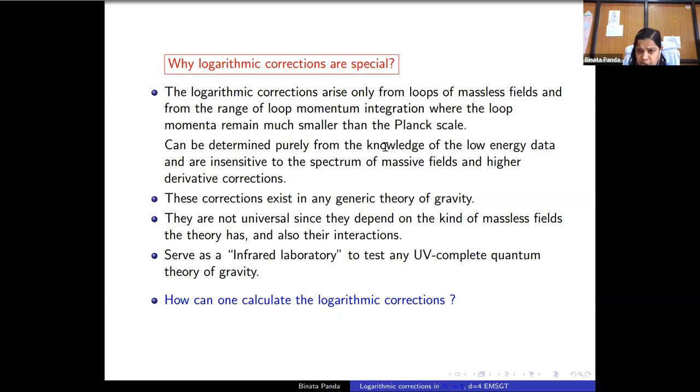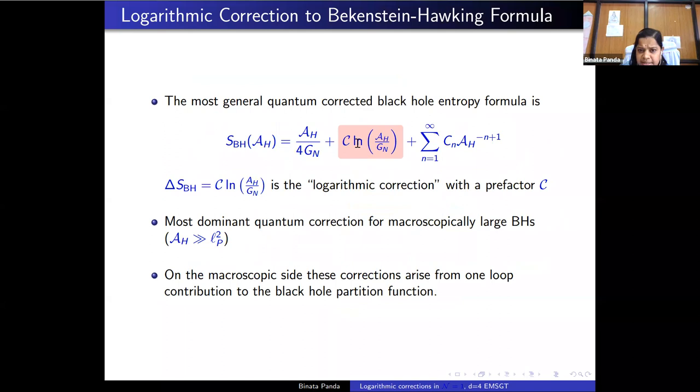And again, from the loop momentum integration, where the loop momenta is smaller than the Planck scale. So there is a UV quantum. And you can see that these corrections exist in any generic theory of gravity. So in that sense, it will be universal. In another sense, they are not universal, because they depend on the kind of massless fields the theory has. So from the formula you can see that there are two factors, C and the logarithm. In any generic theory, this will be the log of the area, so we call it the logarithmic correction. This term will always be there, proportional to the logarithm.